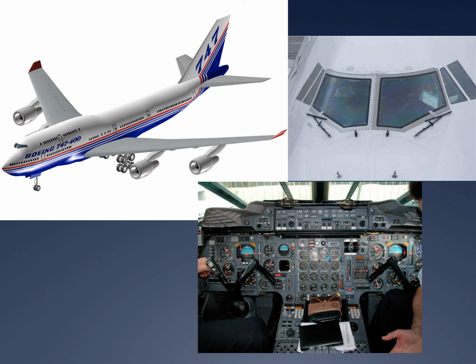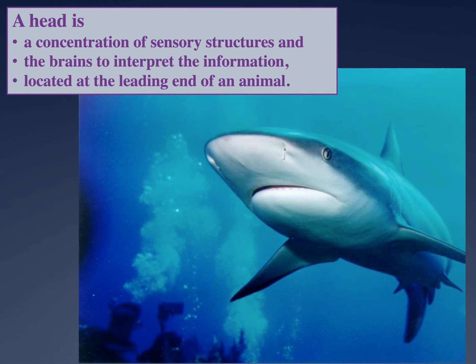And so when we think about a head, we think of these sensory organs, the ability to sense and to interpret that information before you actually get there, so you can watch out. So here is a brief summary of what I think. We can define a head, and that's clearly the case here in this shark. Sharks, being motile, moving around, have that sensory information right there on the leading end of the body.